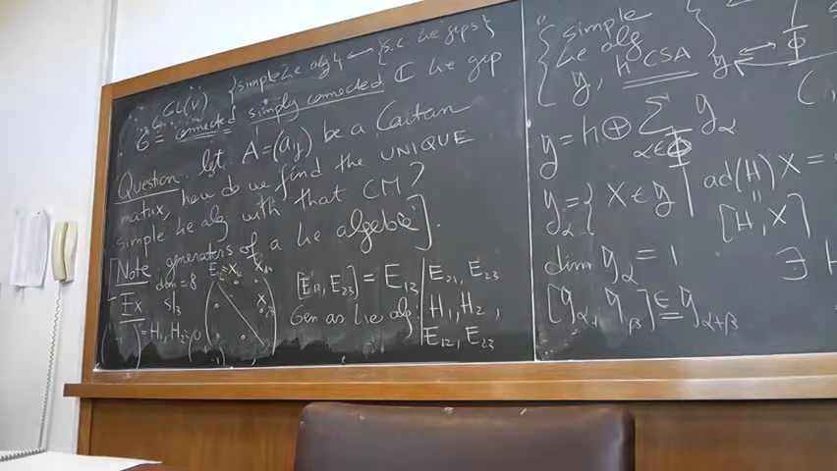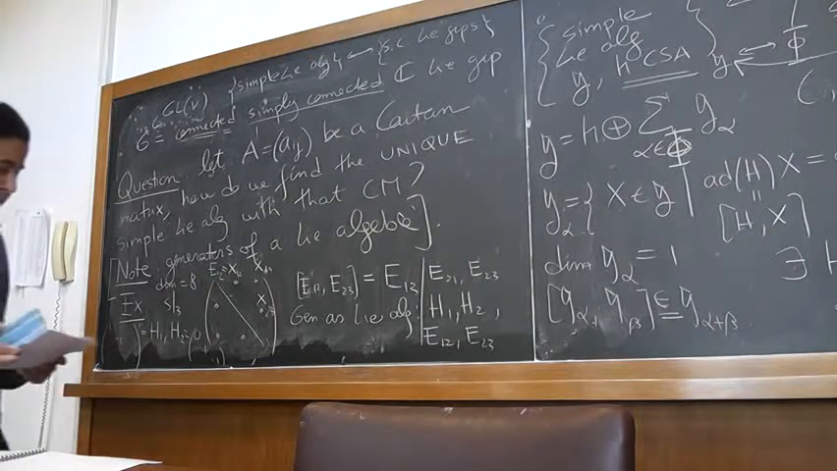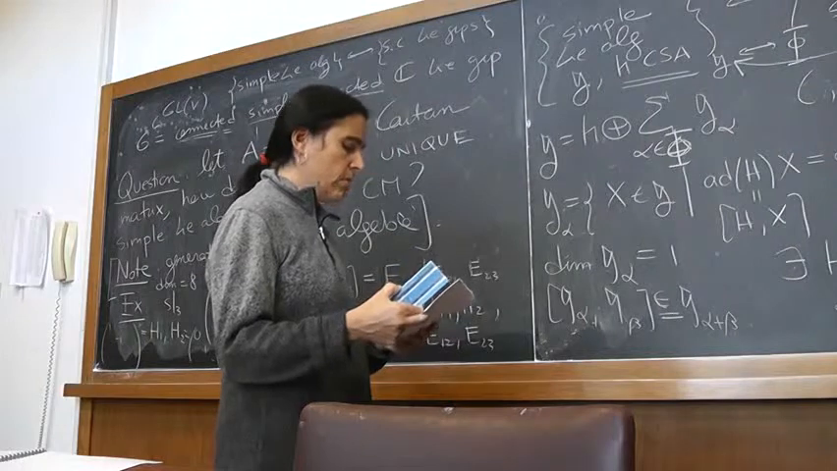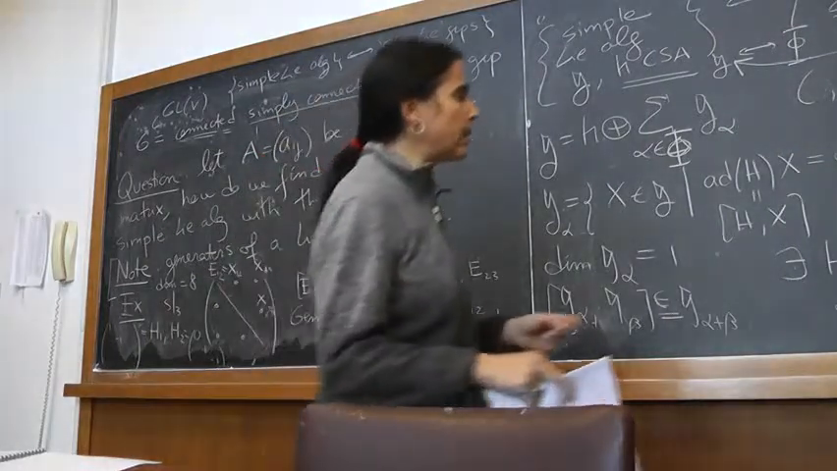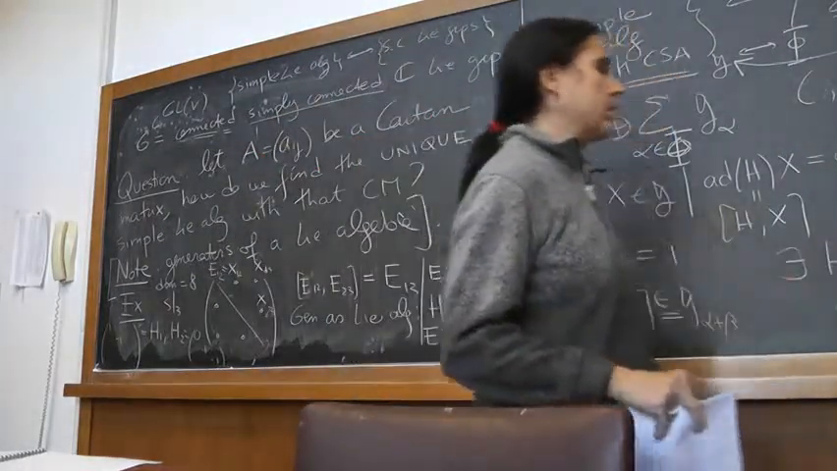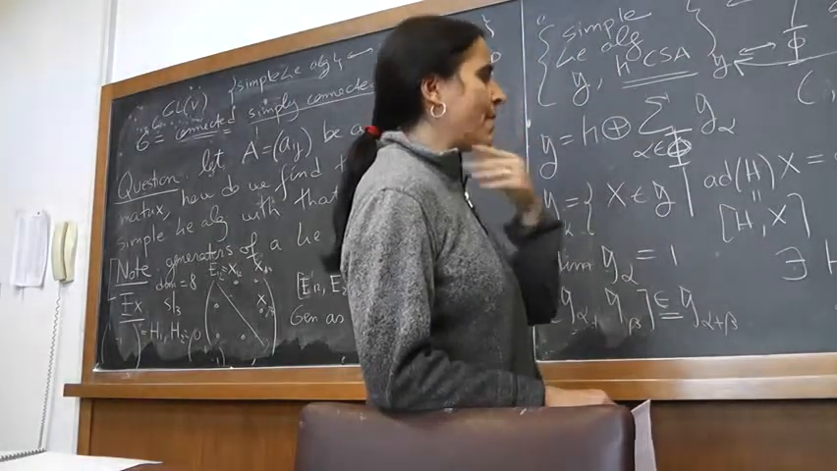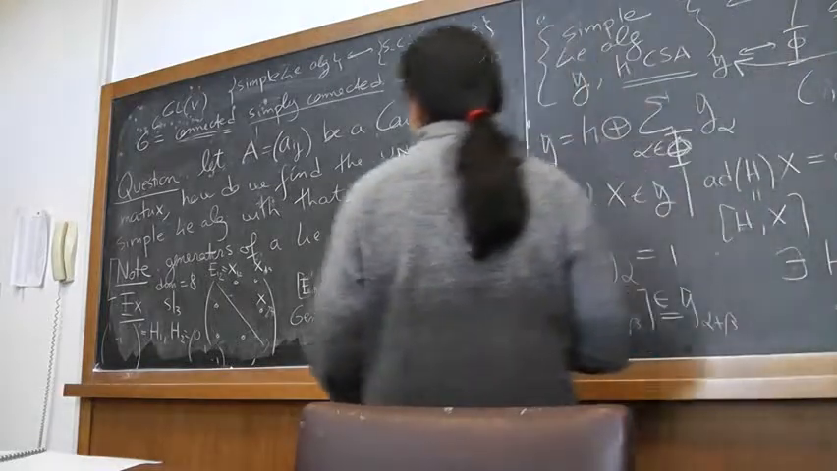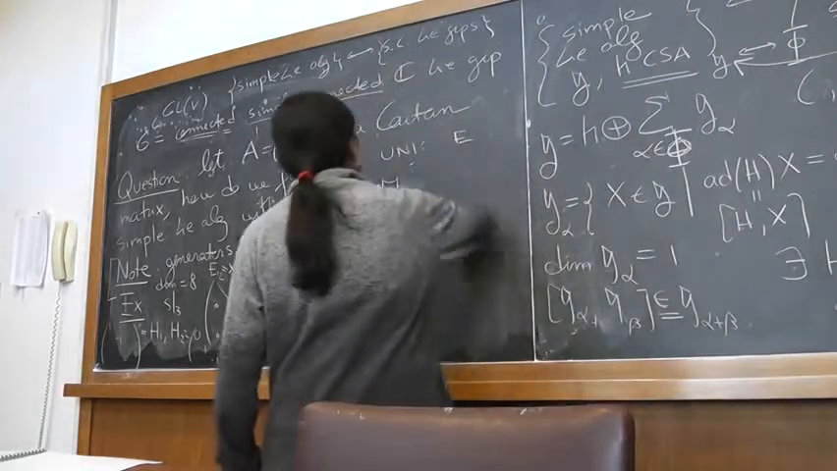Okay. Now, I want to say something that will become very important to us, and precisely the group counterpart of this thing. So there is an SL2 which is embedded into our G for each root.